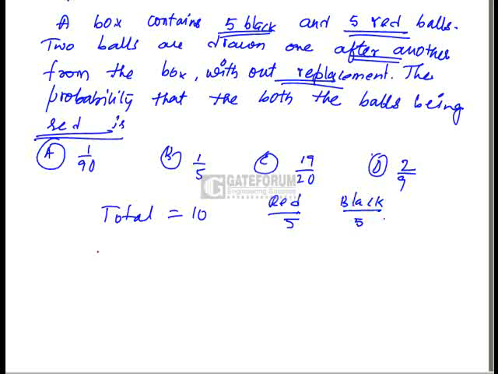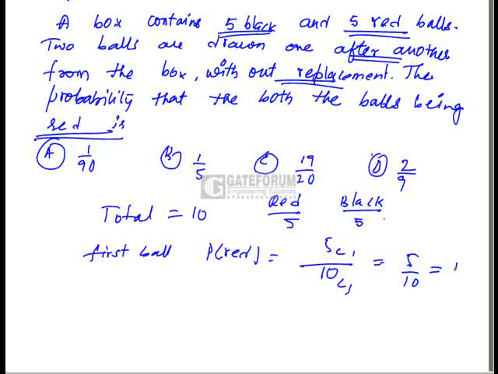Now when we are drawing the first ball, the probability of getting a red ball is, out of the total outcomes, that is 10C1, we are selecting one from red, that is 5C1, which is nothing but 5 by 10 equals half.